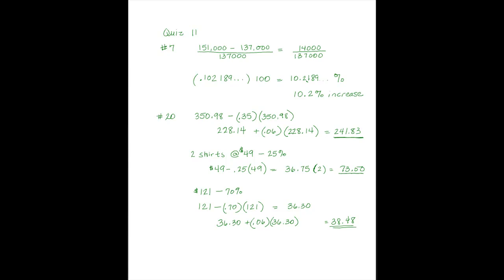Alright, now I take the three individual amounts and add those up to get the total. So I'm adding $241.83, I'm adding $73.50, and I'm adding $38.48. And I get a grand total of $353.81.